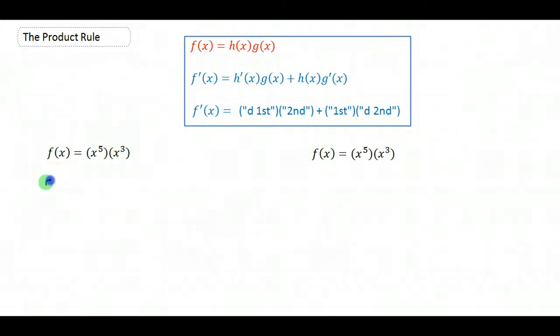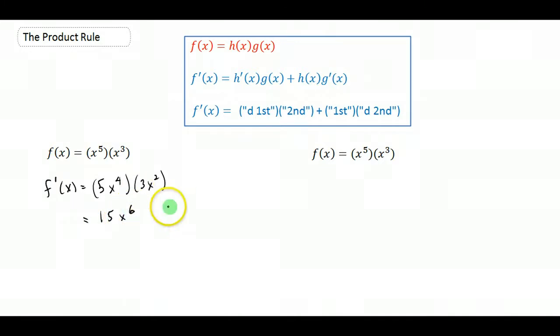So if I applied the product rule incorrectly, I might write f prime at x is equal to the derivative of x to the fifth, which is 5x to the fourth, times the derivative of x cubed, which is 3x squared. And then if I expanded that, I would end up with 15x to the sixth. This is wrong.